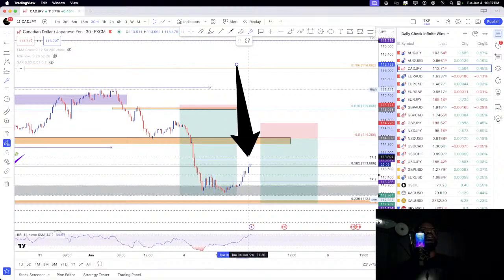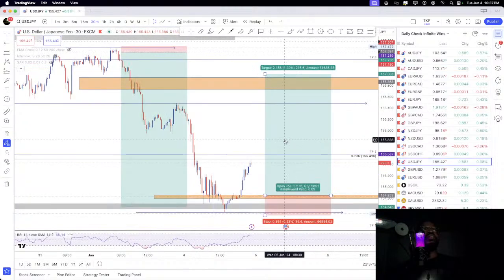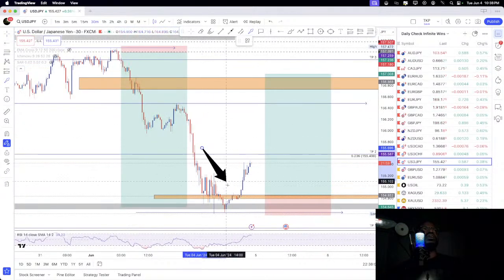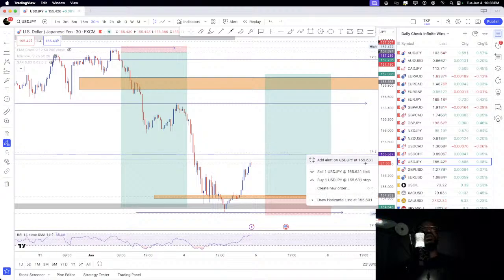And once either this alert or this alert is triggered, then we'll put in the limit order for this buy. And it'll be the same thing for USD JPY. So let's go ahead, alert up.